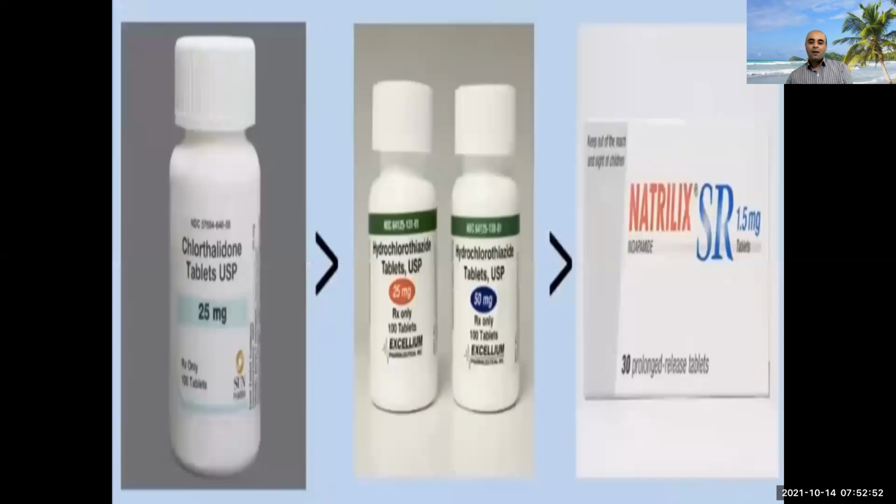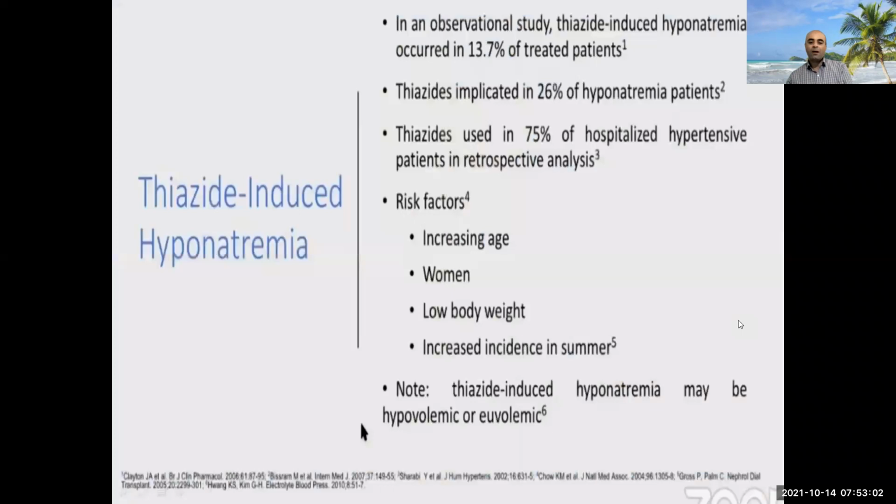Again, chlorthalidone is stronger as a hyponatremia cause than hydrochlorothiazide. In an observational study, thiazide-induced hyponatremia occurred in around 13 to 14% of treated patients. Thiazide was implicated in 26 patients with hyponatremia. Thiazide was used in 75% of hospitalized hypertension patients in a retrospective analysis.